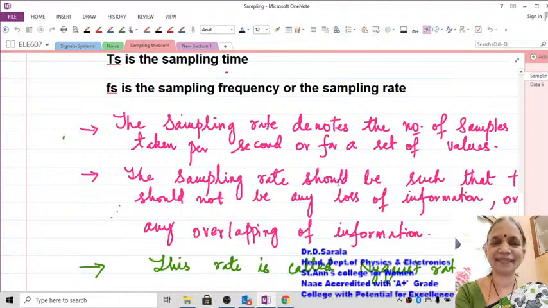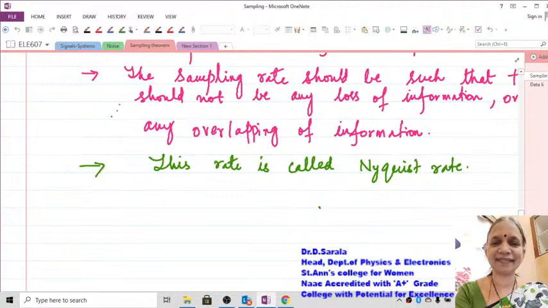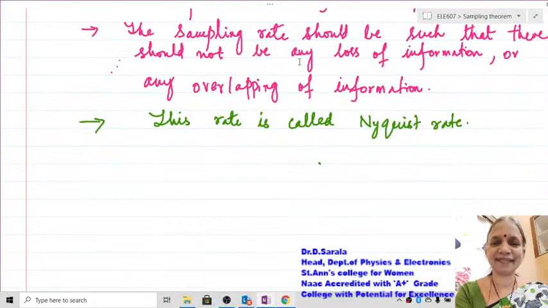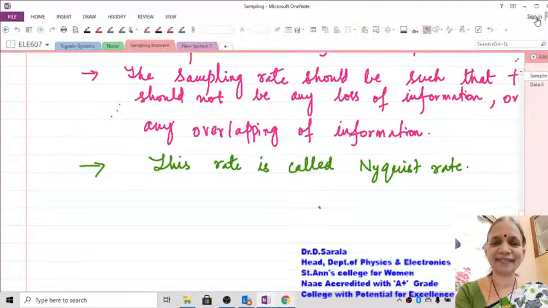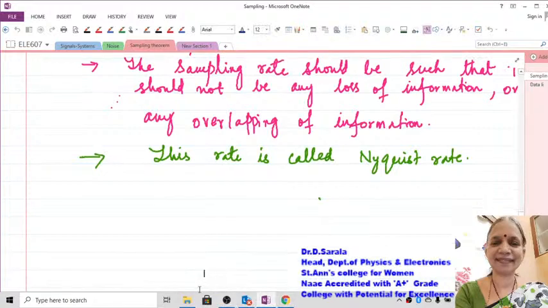And this sampling rate should be such that there should not be any loss of information. At any different time, when the sample is collected, it should not differ from the original information. There should not be any loss of information. That is very important. And the sampling rate also should not overlap the information.